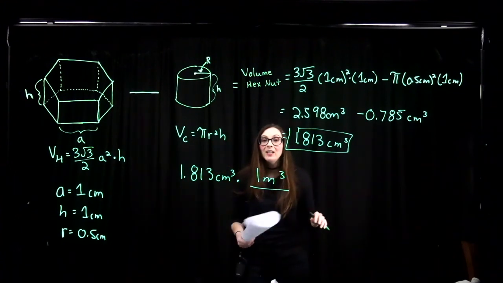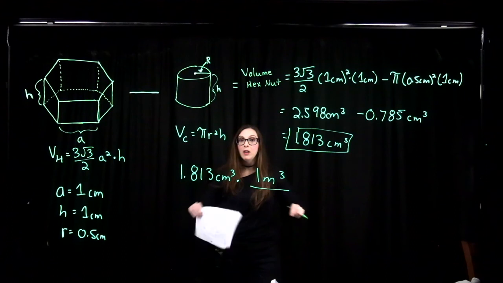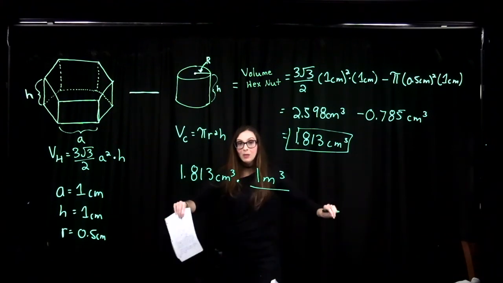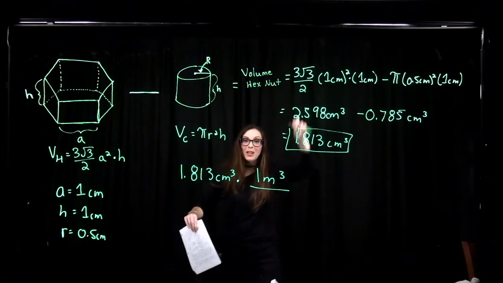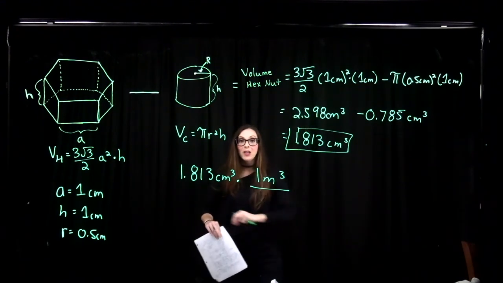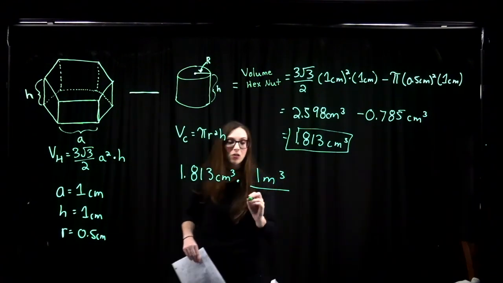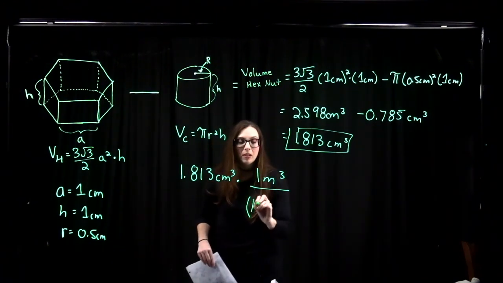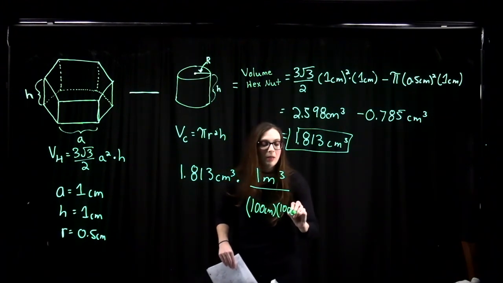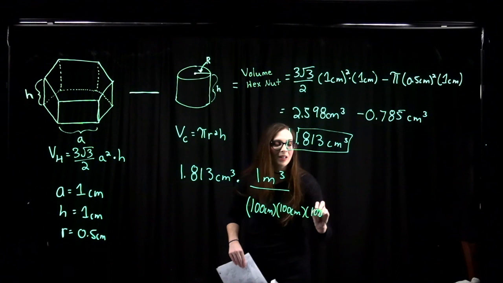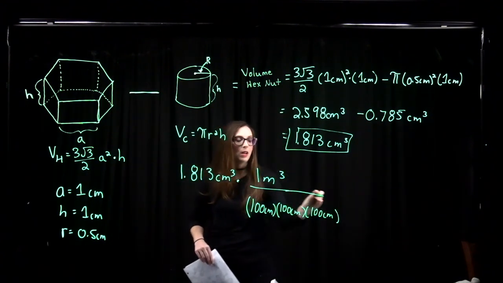So if I'm going to find the volume of a cube of length 1 meter, width 1 meter, and height 1 meter, that's 100 centimeters by 100 centimeters by 100 centimeters. So 1 meter cubed is 100 centimeters times 100 centimeters times 100 centimeters. That gives me my centimeters cubed on the bottom.